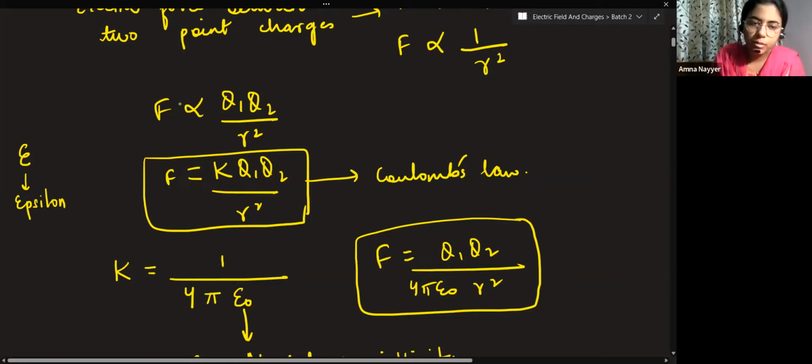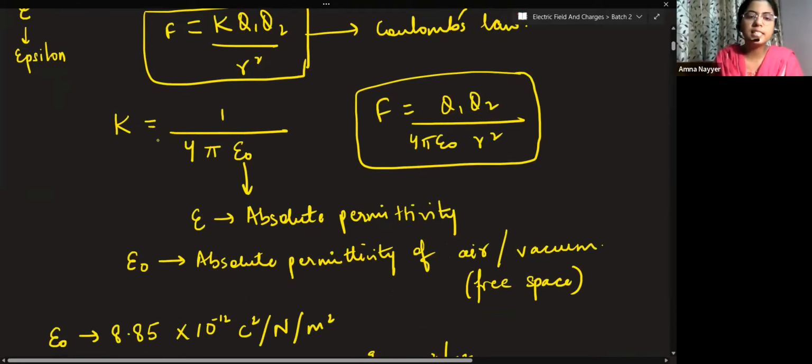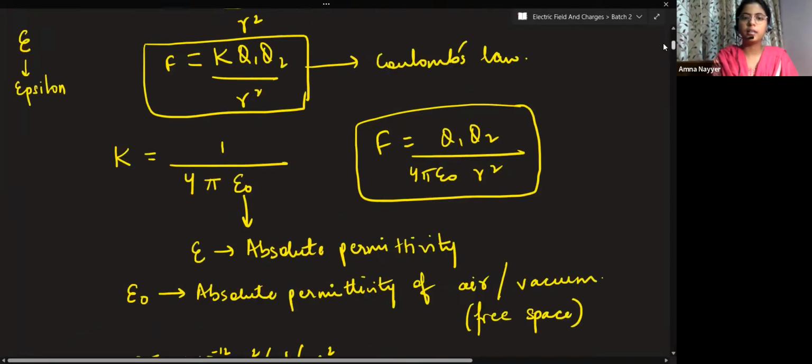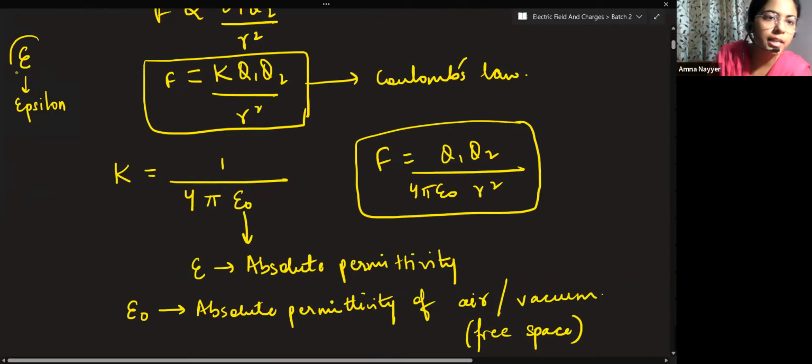So if I remove the proportionality sign, I get this equal to sign with a constant. So this constant is the proportionality constant used in Coulomb's law, and the value of this proportionality constant, this K, is equal to 1 over 4 pi epsilon naught. See, what is this epsilon naught? This is a new symbol for you. Epsilon, this symbol, is known as epsilon.